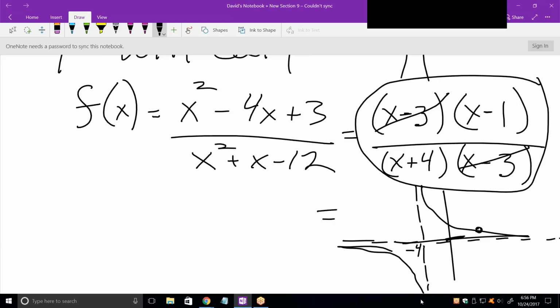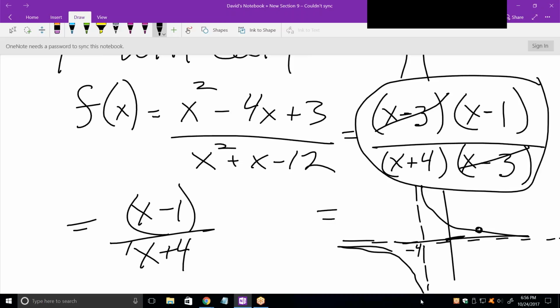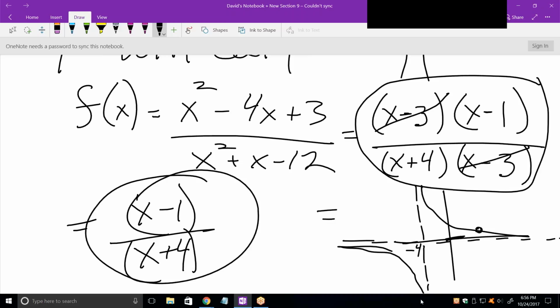There is a hole at 3 that does not disappear just because we canceled these two factors. In other words, the final version of this equation looks like this: x minus 1 divided by x plus 4. It would appear the only domain restriction would be minus 4. But you always have to go back to the original function. You never lose domain restrictions. If your original function has domain restrictions, they stay through the entire thing. The original function cannot be -4 and it cannot be 3.